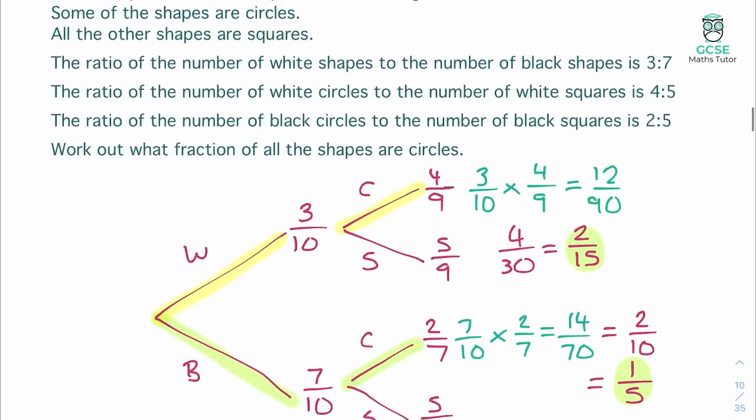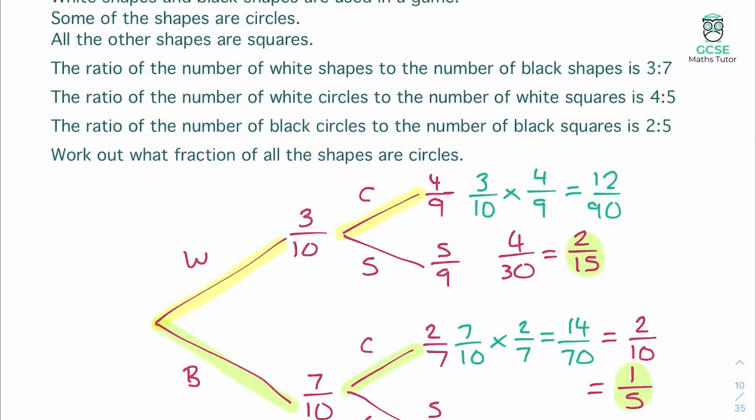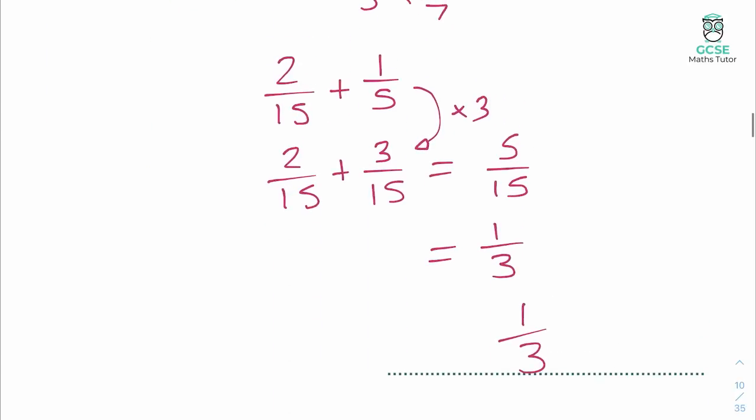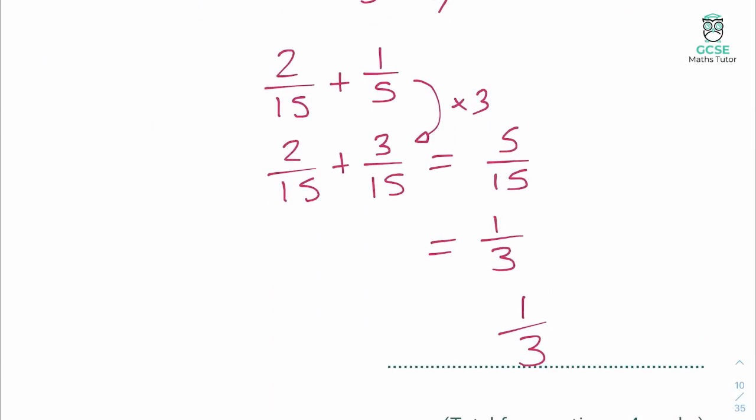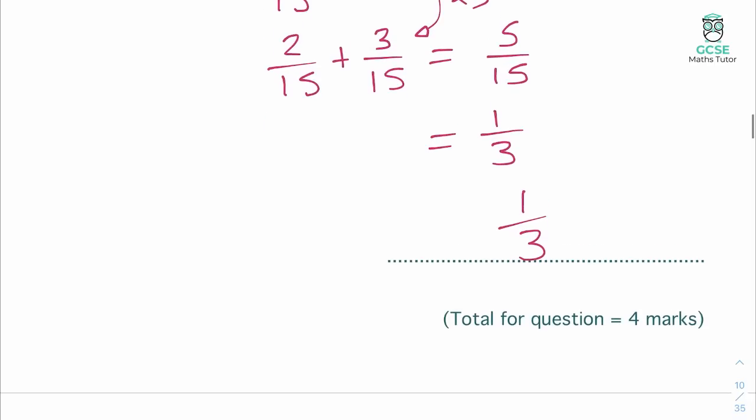Let's just have a quick look. Work out what fraction of all the shapes are circles. So actually we didn't need to simplify it. 5 over 15 would have been fine, or any other equivalent fraction there, but we've got the simplest version, so I'm happy with that. 1/3 is our final answer.